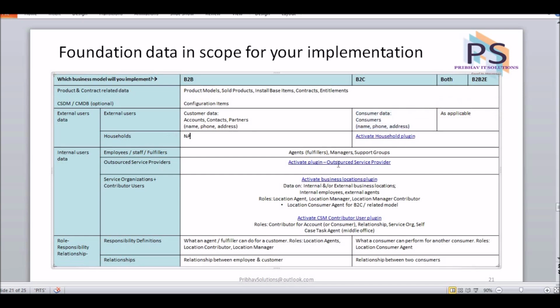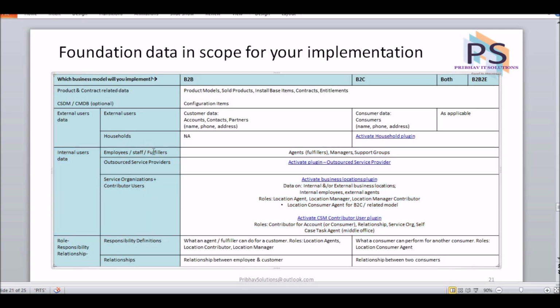Household is for B2C, and we need to activate a separate plugin. This is a kind of service which we use in the family, and all family members are entitled to call customer care to log a case. Then internal data management. This layer is for product. The second layer is for the external users who can connect with the service provider or supplier for any of the product. This is where we have the case and other details, but to manage it, we need the internal staff.